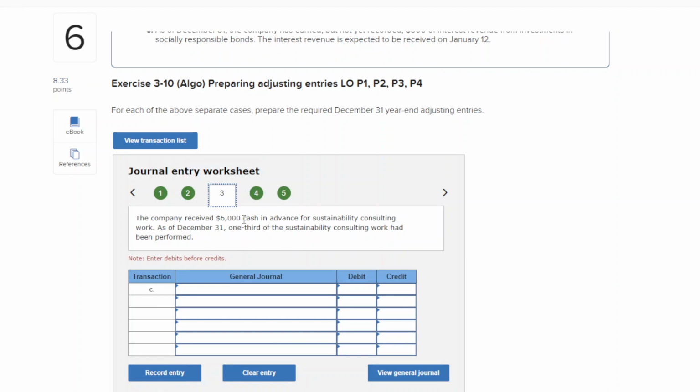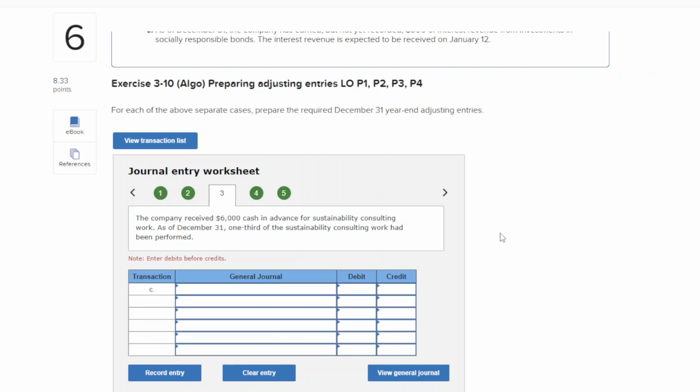This next part's a little tricky if you're not paying attention. So it says we received cash in advance for our work. So knowing that we're doing adjusting entries, we've already accounted for that cash and we've already put that into our unearned revenue account. So what are we adjusting here?